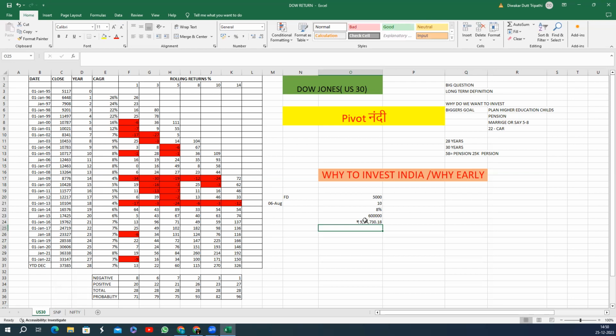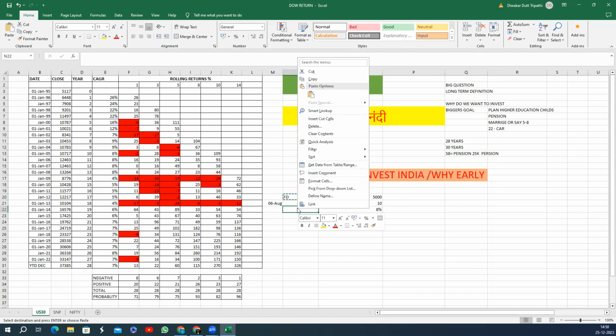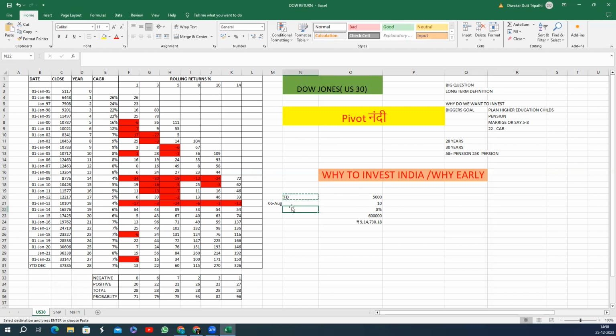So that person, after the 10-year time period with the 8% return, is getting 9 lakh rupees. This is what we can say. This is FD returns. If somebody doesn't know where he should invest.